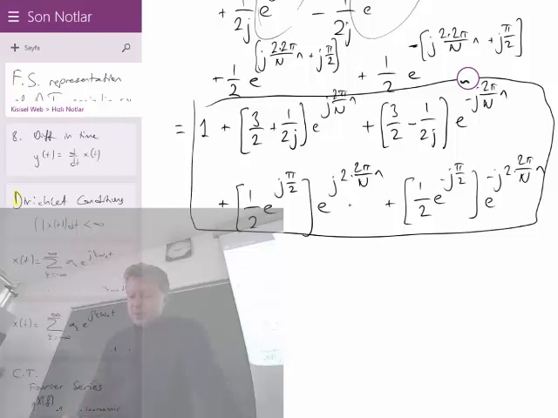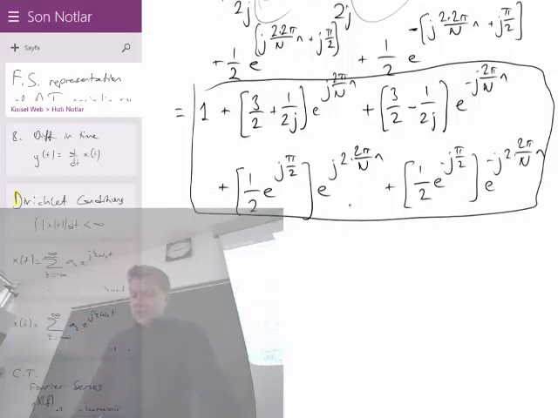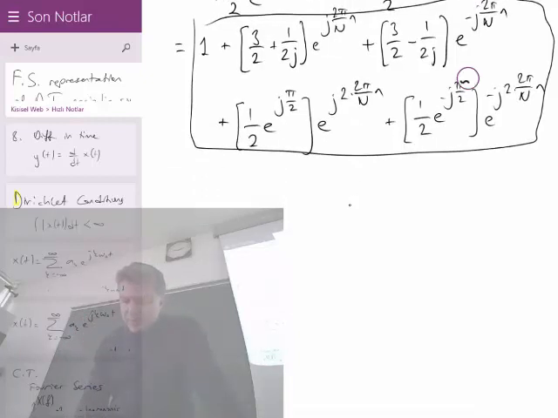Therefore, the corresponding Fourier series coefficient is the first Fourier series coefficient. It's A1. So let's now one by one write them. A1 is equal to 3 over 2 plus 1 over 2j.